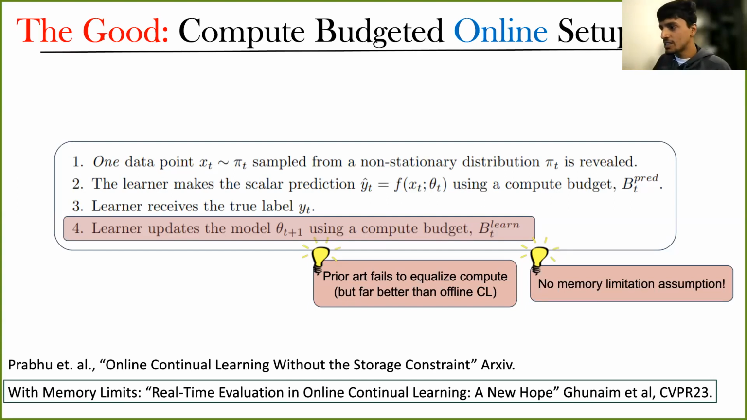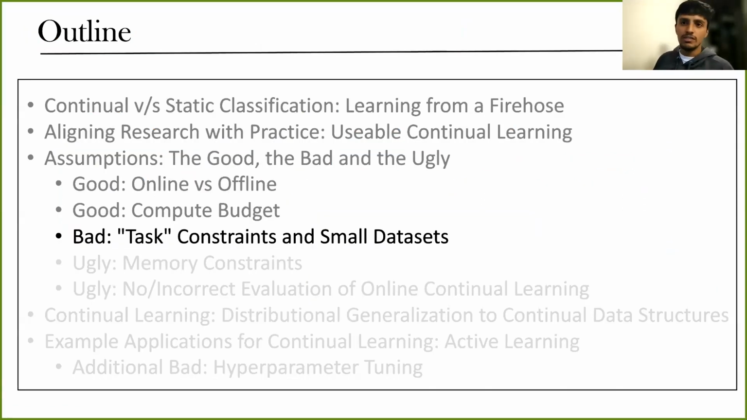The second important thing to notice is that we don't have any memory limitations. I will elaborate on this point later, but this is important. You can store whatever you want, but what you need to do is rapidly adapt to new data. Okay, those are the good things: online versus offline and compute budgeted continual learning.